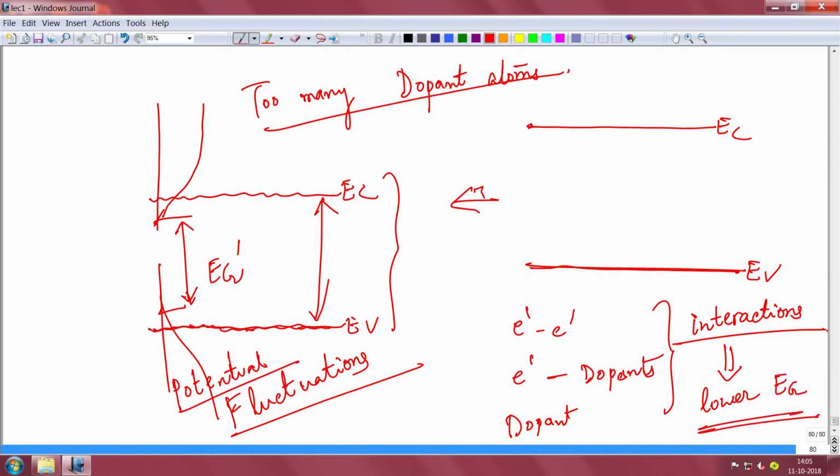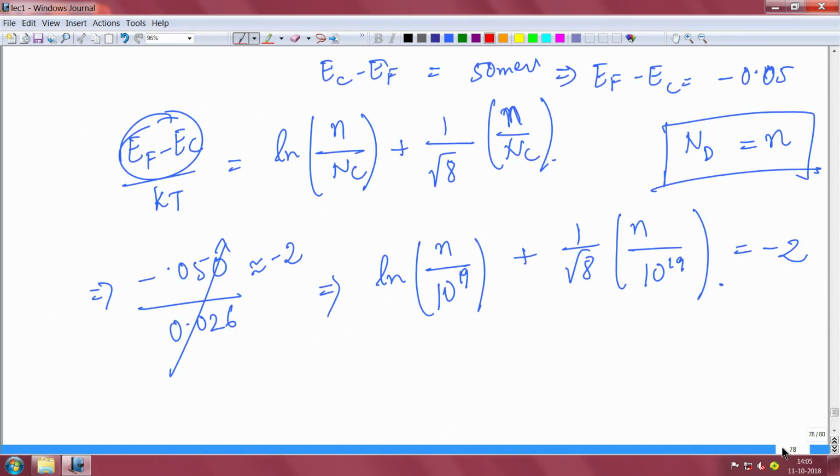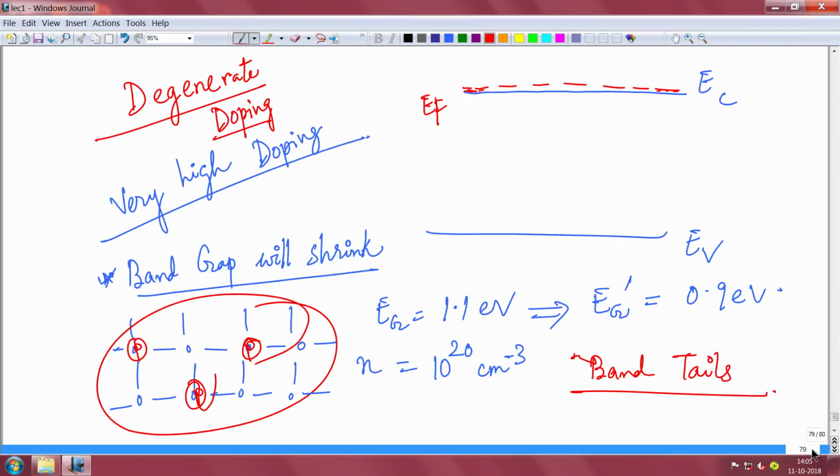So this is one effect we should keep in mind. With very high doping, your band gap will slightly shrink. It has very important implications later on in devices. And also we should keep in mind that with high doping, the Maxwell-Boltzmann approximation cannot be applied, so you have to apply a Joyce-Dixon sort of approximation. There are band edge perturbations and so on. These are the things we should keep in mind with very high doping effects.